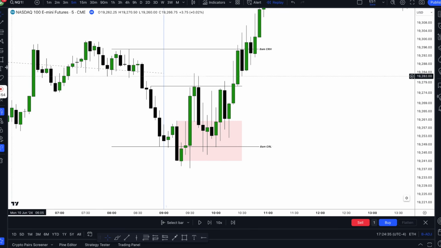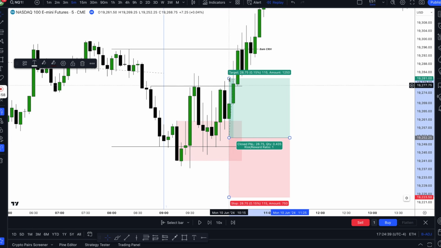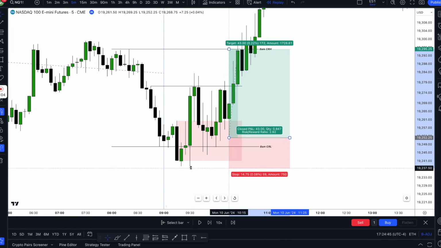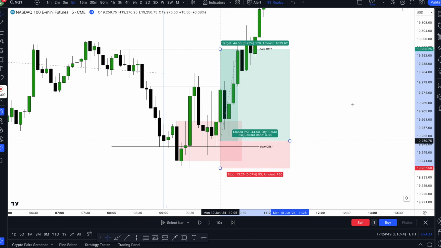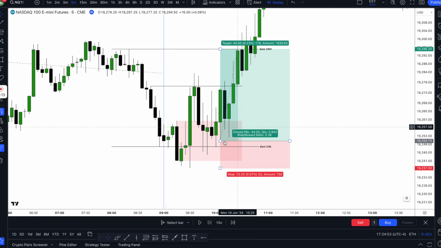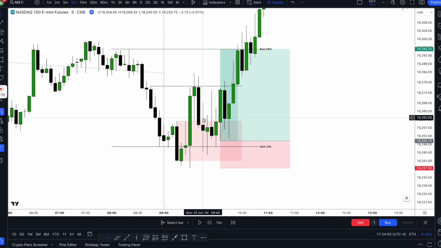Calculate a good R to R. Entering here and taking profit at the candle range high. Stop loss at the swing low, 2.92. Let's get that to 3.36. Your entry would have been close to the mean threshold of the order block.